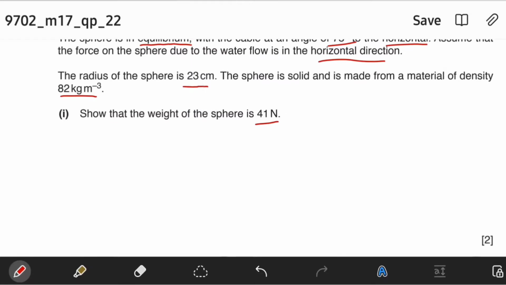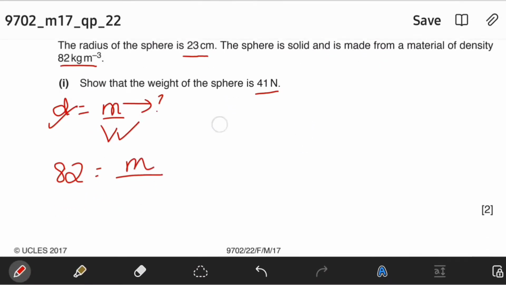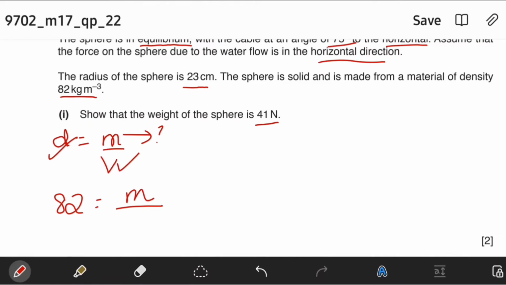So for finding out weight, you can first find out the mass, right? And for mass, you can use the formula density is equal to mass over volume. Since density is given, volume is also something that you can find out. You can take out the mass. So what is the density? It is 82, while volume is what? The radius is given, so you can do some calculations. You know the formula of volume, which is 4 over 3 pi r cubed.